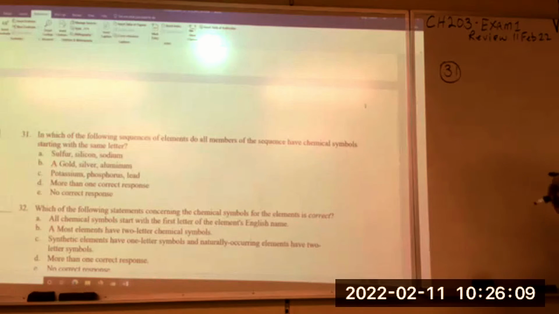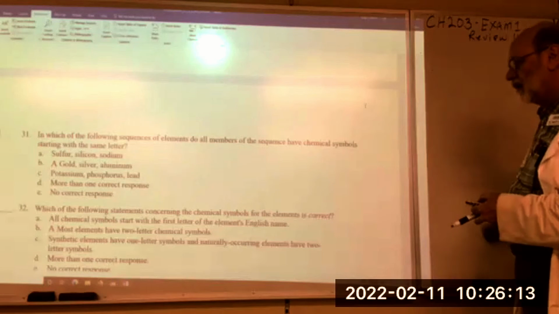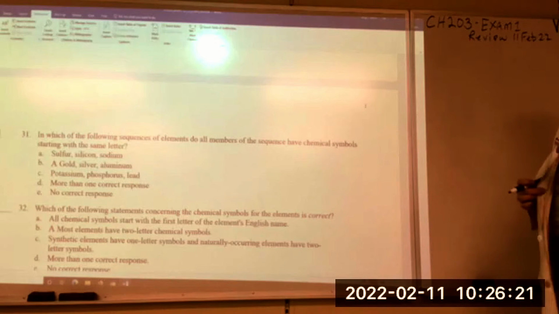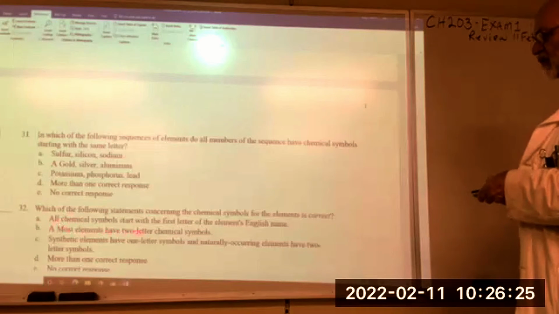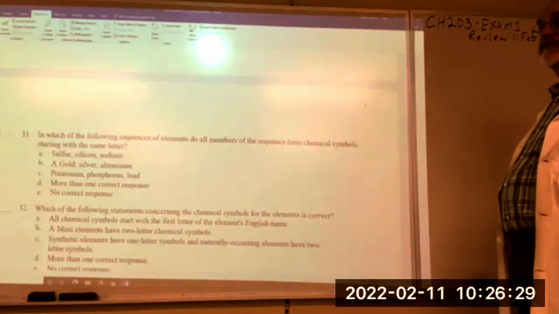Which of the following statements concerning chemical symbols for the elements is correct? All chemical symbols start with the first letter of the element's English name. Nope, not always. Sometimes they're Latin. Most elements have two-letter chemical symbols. Yep, that's true.